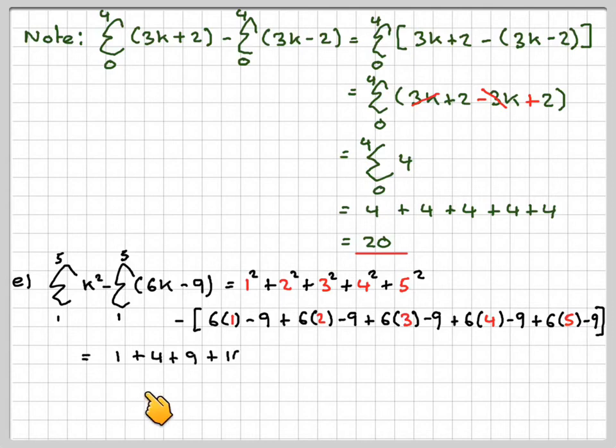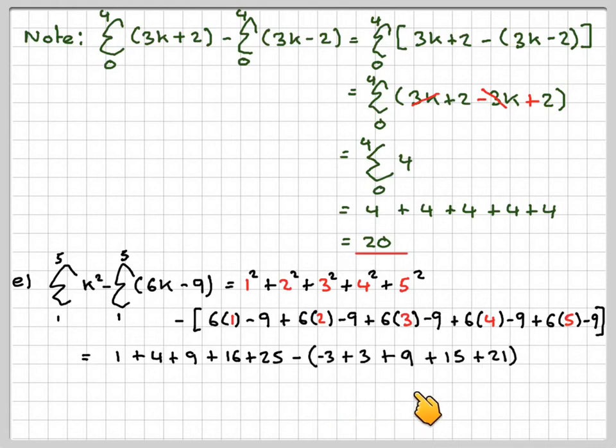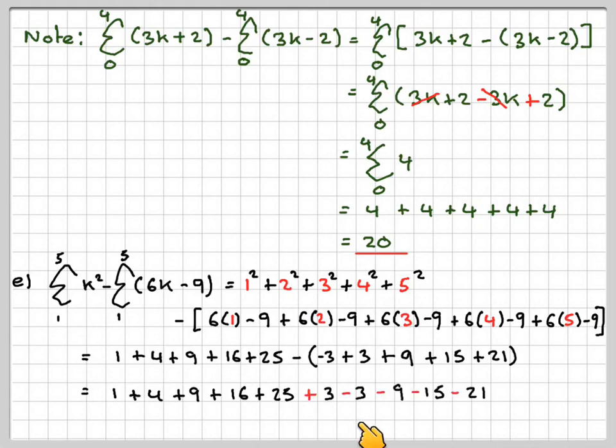So that's going to give 1 plus 4 plus 9 plus 16 plus 25 minus, keep the bracket in, minus 3 plus 3 plus 9 plus 15 plus 21. So that's going to give 1 plus 4 plus 9 plus 16 plus 25, a sign change, plus 3 minus 3 minus 9 minus 15 minus 21, which will give just an answer of 10. However, we could have done this.